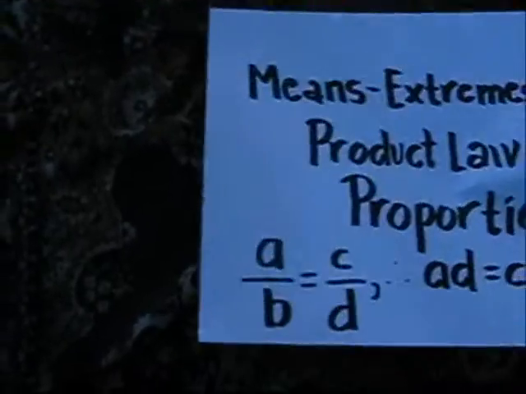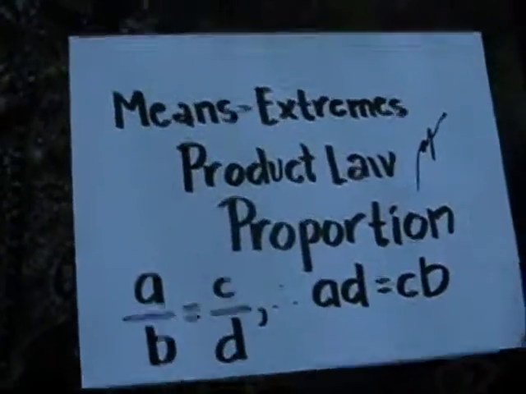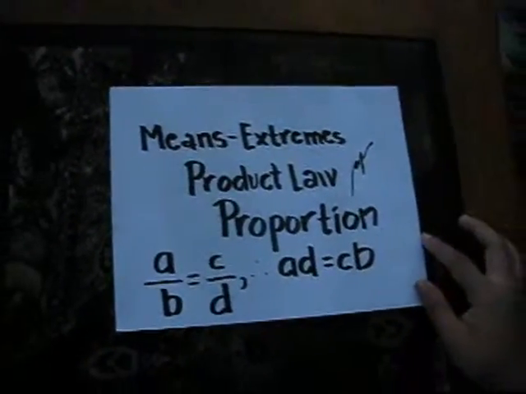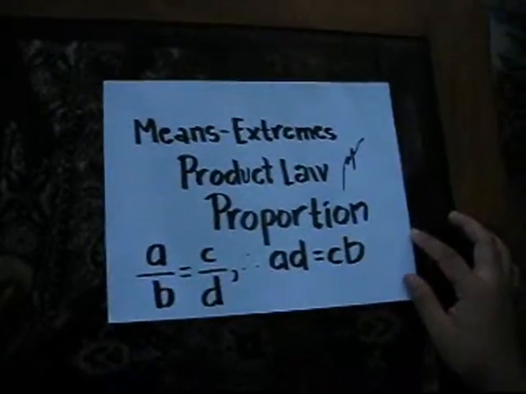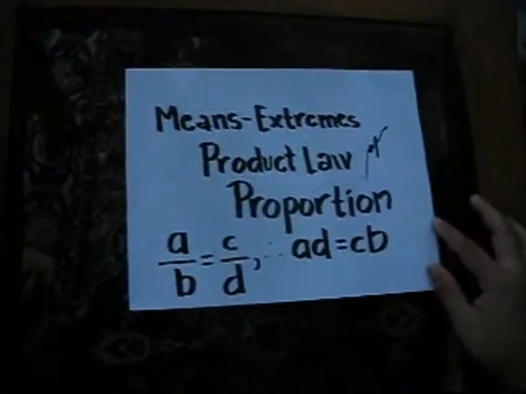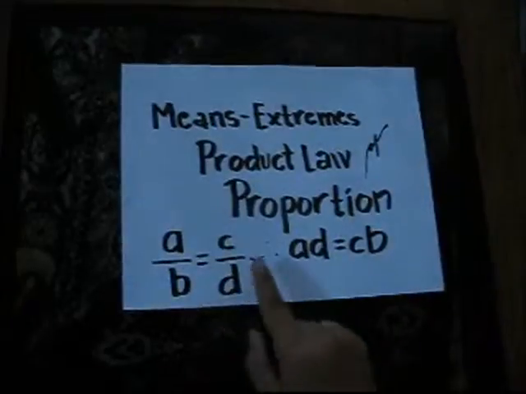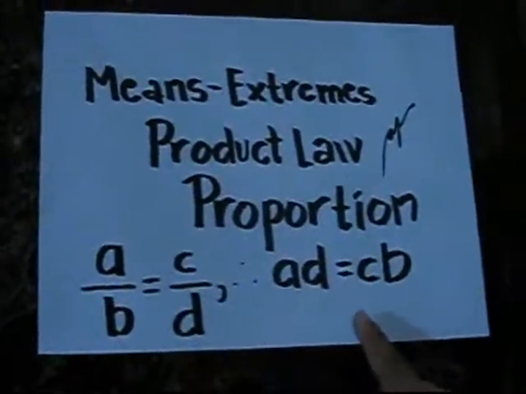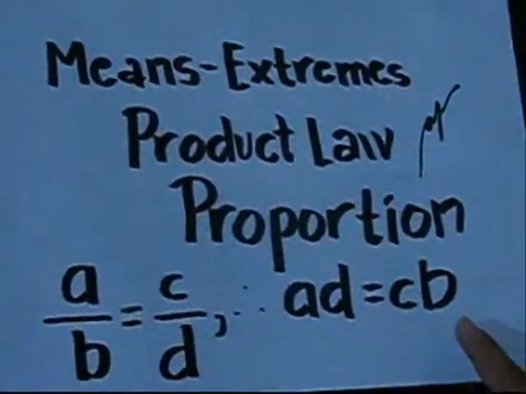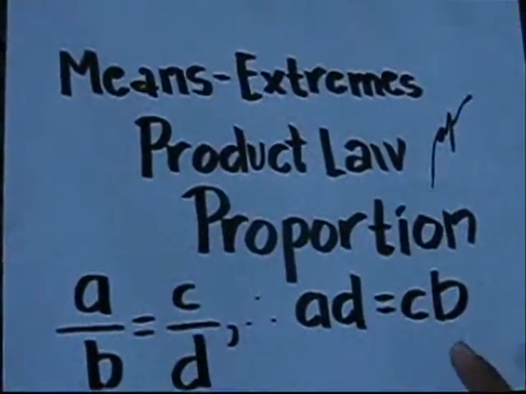The first law of proportions is the means extremes product law of proportion. In a proportion, the product of the means equals the product of the extremes. If A is to B as C is to D, then AD equals CB, wherein B and D are not equal to 0.